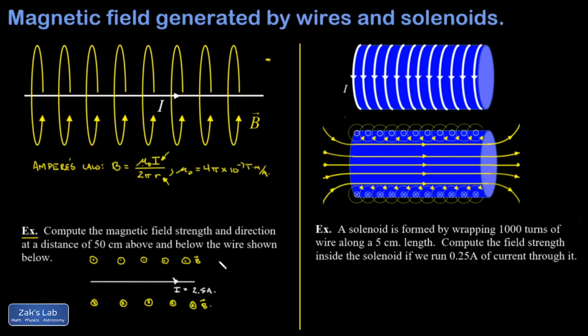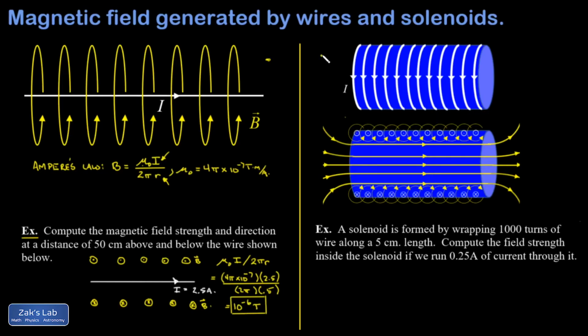As for the magnitude, we use Ampere's law for this, and we just plug in the numbers, 4 pi times 10 to the negative 7, a current of 2.5 amps, divided by 2 pi times the distance from the wire, which is half a meter, and we get 10 to the negative 6 Teslas for this field.